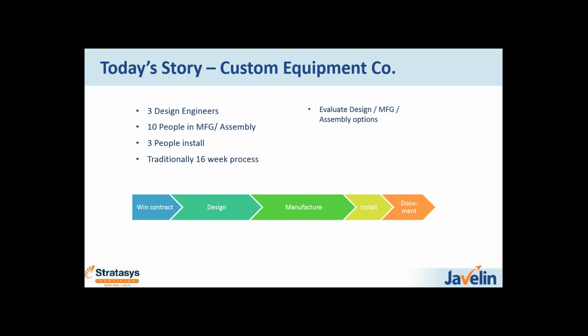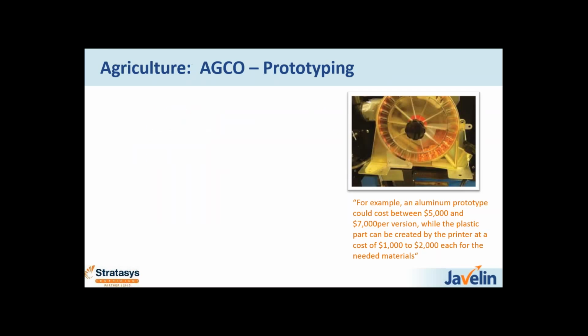Some of the things that happen throughout this process are they evaluate the design, they evaluate their manufacturing, and they evaluate their assembly options. They've got to make some parts and buy some parts, and then they've got to make some tools to support the manufacturing and assembly. Those are some of the key areas that we'll dig into throughout the process.